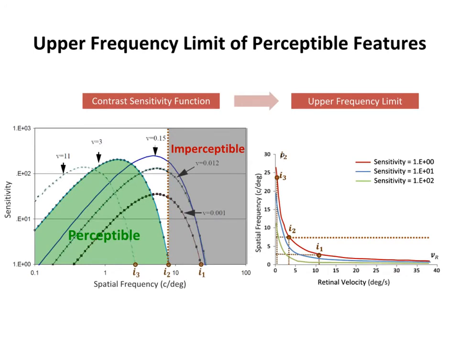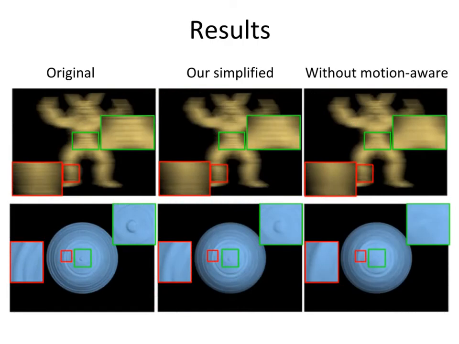By these curves, we can know the frequency ranges of features that can be perceptible under a given retina velocity. For example, according to the curve VR equals 3 degrees per second, the features with their spatial frequencies below a certain value can be perceptible, though they have different sensitivities. Therefore, we deduce the relationship between the velocity and frequency of features that should be preserved with respect to retina velocity. We made a user study to investigate the effectiveness of using this revealed relationship to guide model simplification.